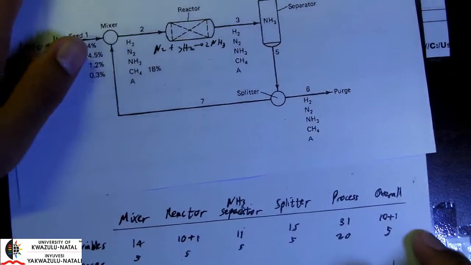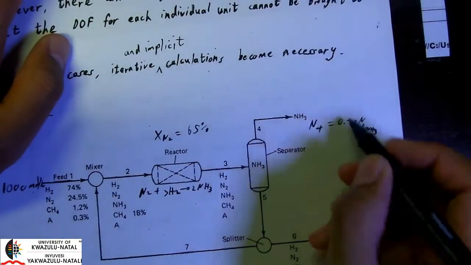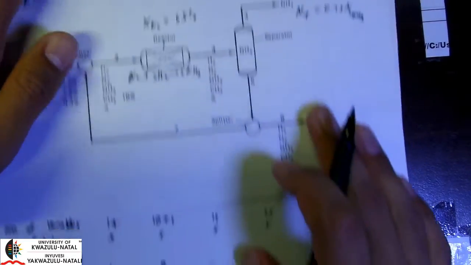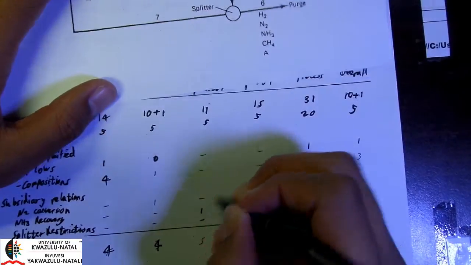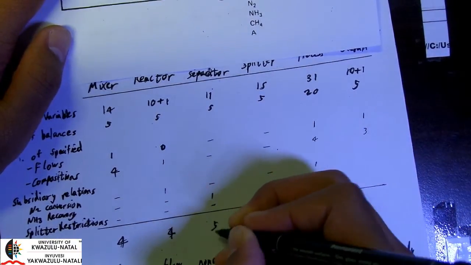Let's look at our separator. We only have the NH3 recovery as a subsidiary relation, so we can count that. And that will bring our degree of freedom to 5.